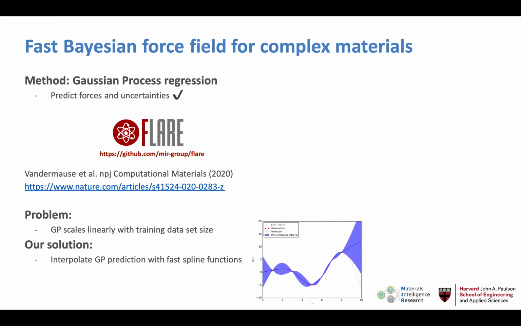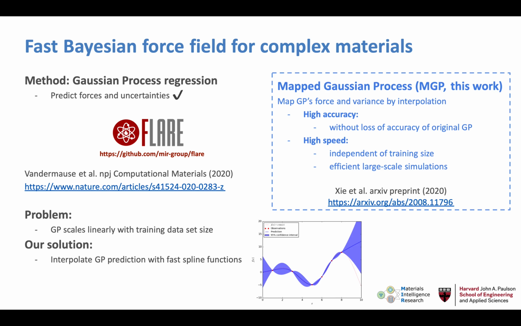So for this problem, our solution is to interpolate the Gaussian process regression with fast spline functions, and we call this work the mapped Gaussian process. We are able to map both the Gaussian process forces and variance by the interpolation. This approach has negligible loss of accuracy compared to the original GP. It also reaches a high speed, since the prediction is independent of the training set size, and so can do very efficient large-scale simulations.